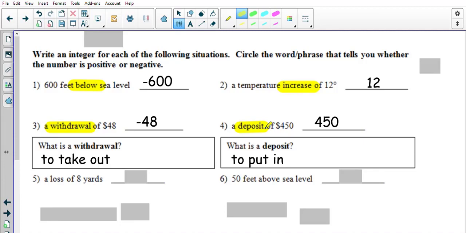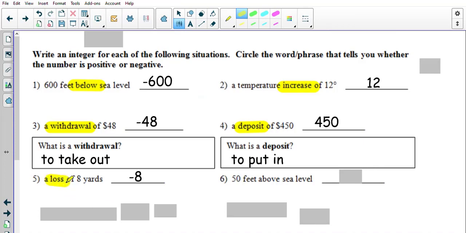Number 5, a loss of 8 yards. What do you think that will be? That will be a negative value. So we'll represent that as negative 8. And what word represents that this is a negative value? If you were thinking the word loss, you're correct.